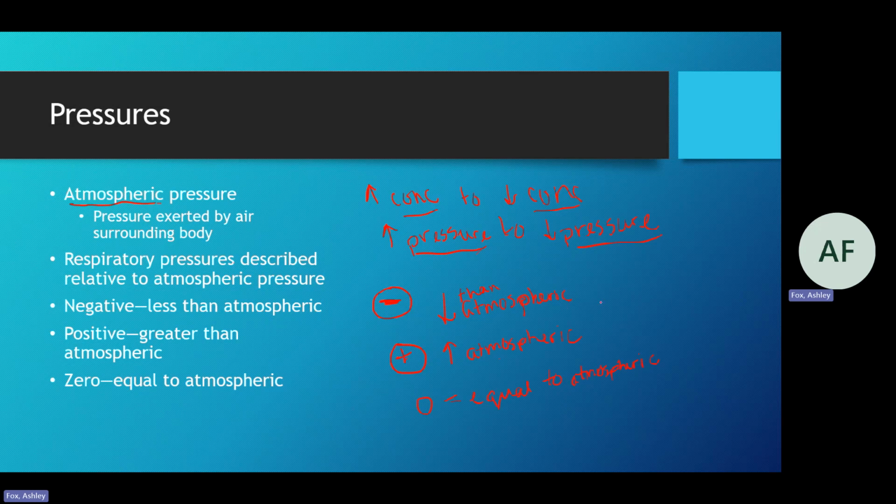So we're going to talk about this; this is kind of how we're breathing, is changes in pressure. If it's negative, then air is going to move from high to low. So it's going to go from outside in. If it's positive, it's going to move from inside out because it's going to go from higher pressure to lower pressure. And if it's zero, it's not going to move at all.